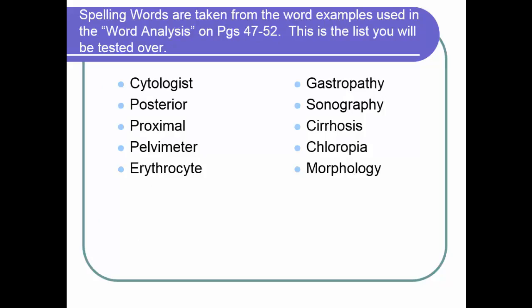From this chapter forward, you will also be given spelling words at the end of each PowerPoint presentation. Spelling words are taken from the word examples used in the word analysis on pages 47 through 52. This is the list that you will be tested over. Cytologist, posterior, proximal, pelvimeter, erythrocyte, gastropathy, sonography, cirrhosis, chloropia, and morphology.